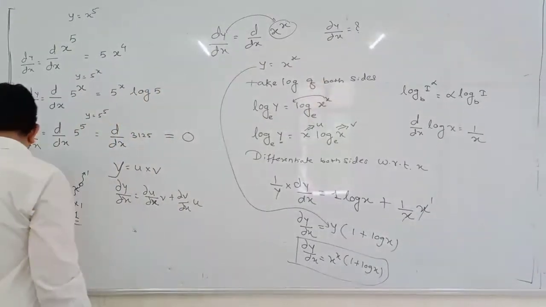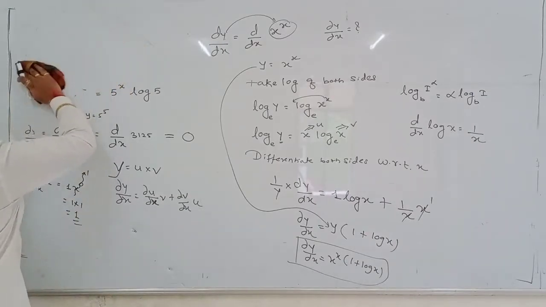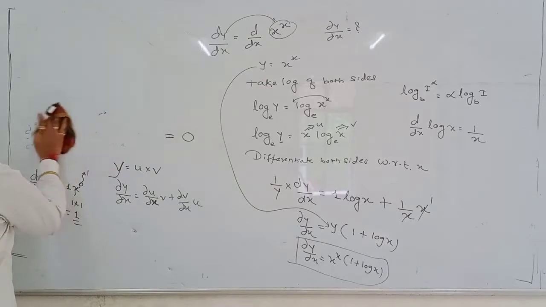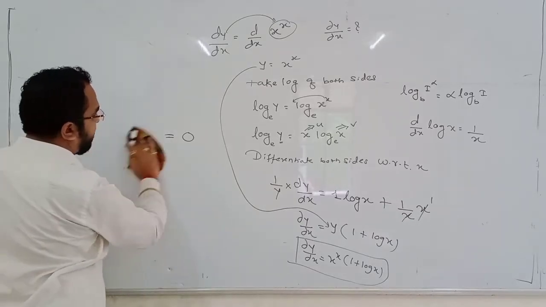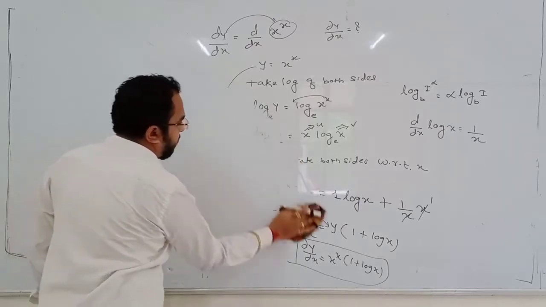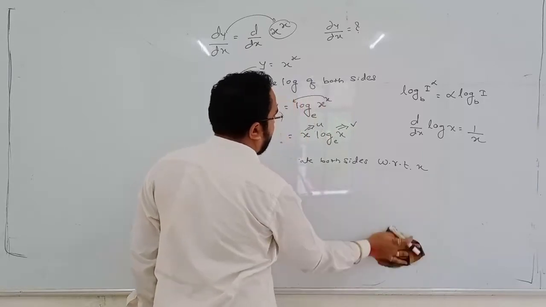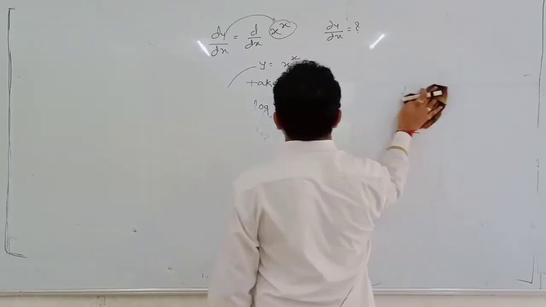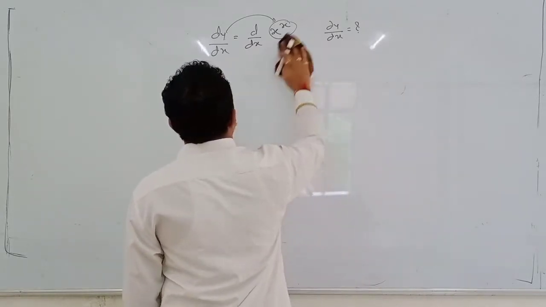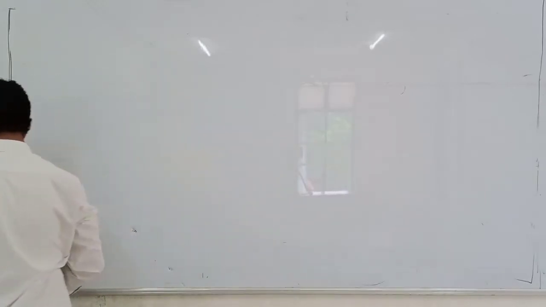Okay? So till this, our chapter differentiation is over. Now we will see differentiation of implicit functions.